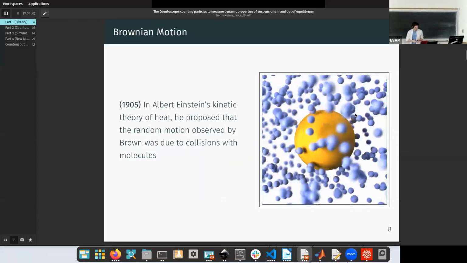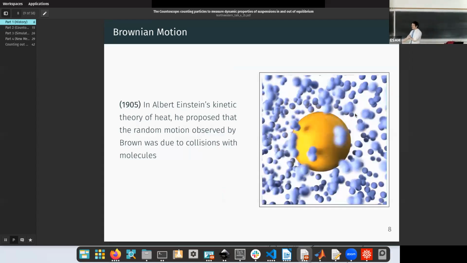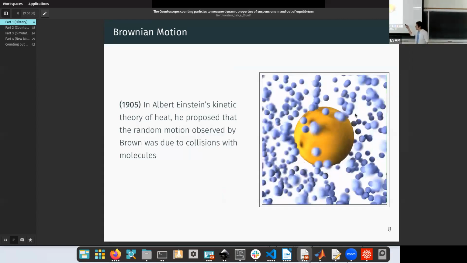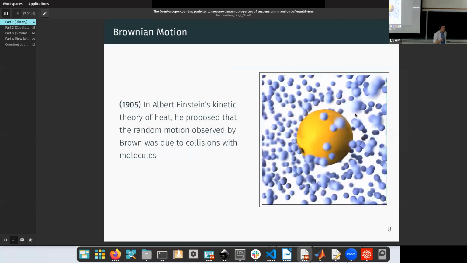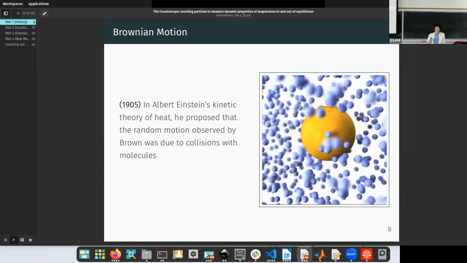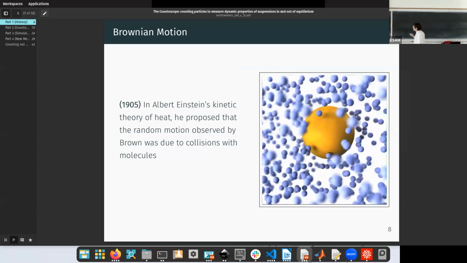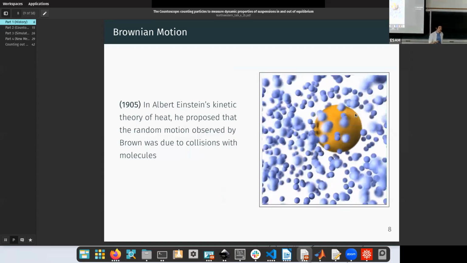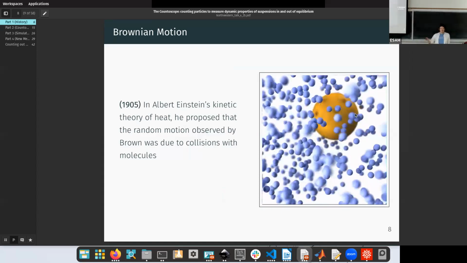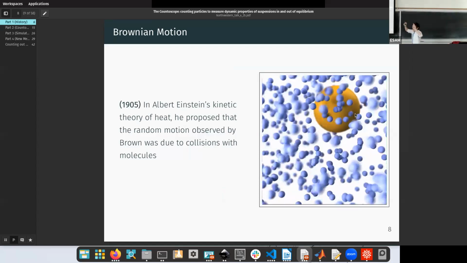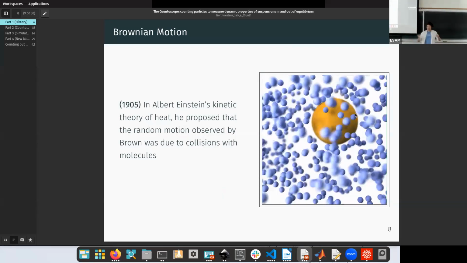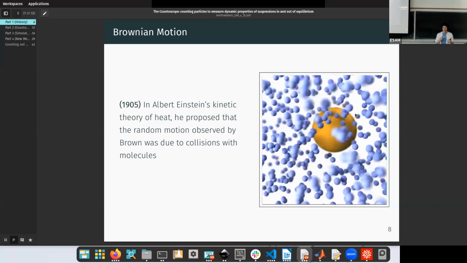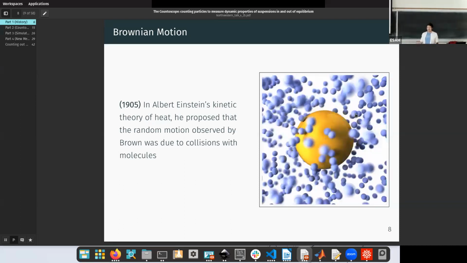I have to be out of presentation mode for this one. So it wasn't until 1905 that Albert Einstein was the first person who thought what this might be. The idea was, what if this purely random motion was due to collisions with solvent molecules or atoms? Of course, they're molecules, but I'm using the word atom here to mean the atomistic theory of matter.